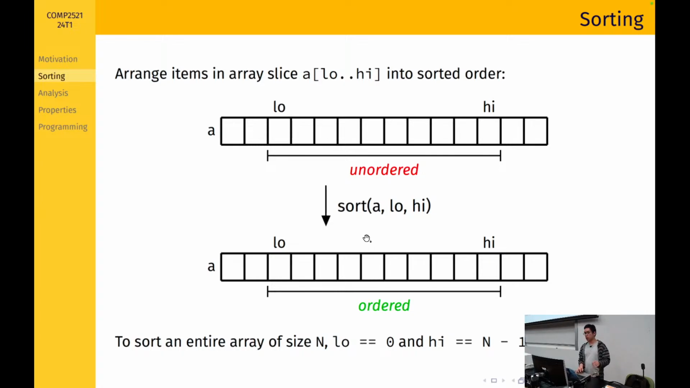But having this function where you sort between 2 indices is useful because later on we're going to look at recursive sorting algorithms, and in this case it's useful to be able to specify which part of the array you want to sort. Maybe I want to sort just the first half, then I'm going to sort the second half.